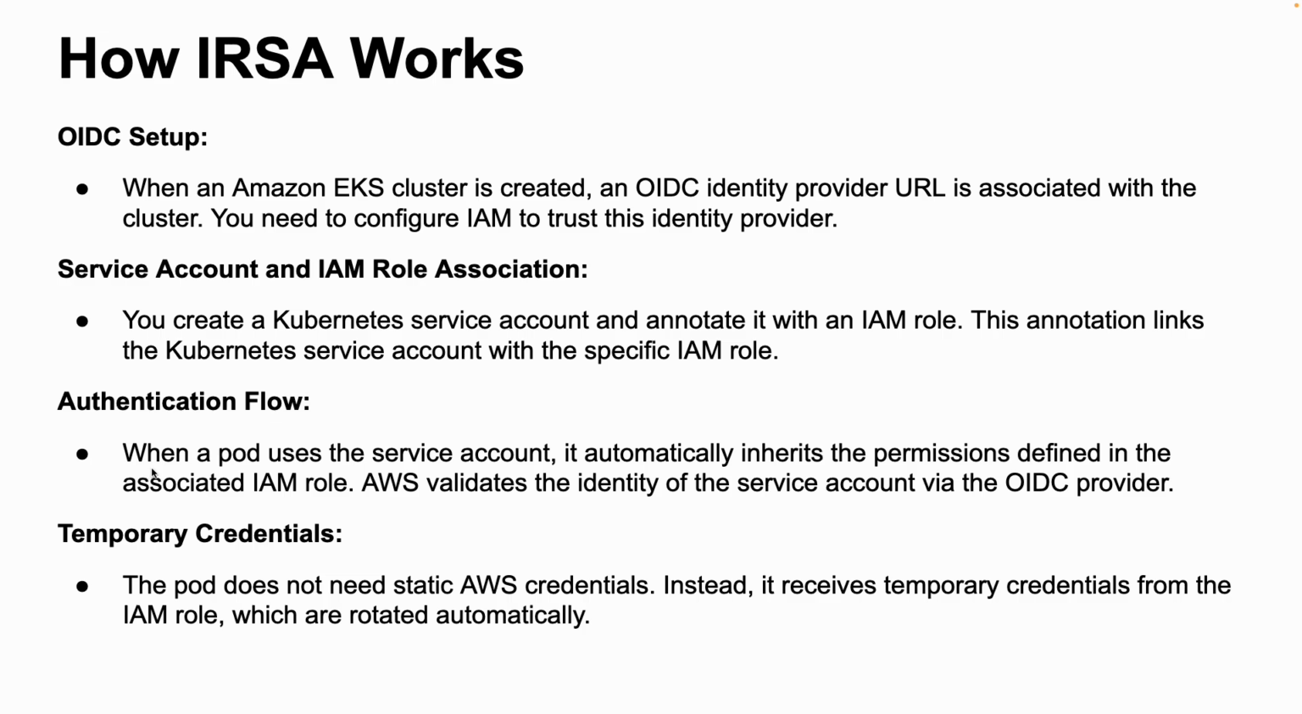After that, authentication flow. When a pod uses the service account, it automatically inherits the permissions defined in the associated IAM role. And then AWS validates the identity of the service account via the OIDC provider. Temporary credentials: the pod does not need static AWS credentials. Instead, it receives temporary credentials from the IAM role, which are rotated automatically. So we don't have to configure anything if we have done all the previous steps.